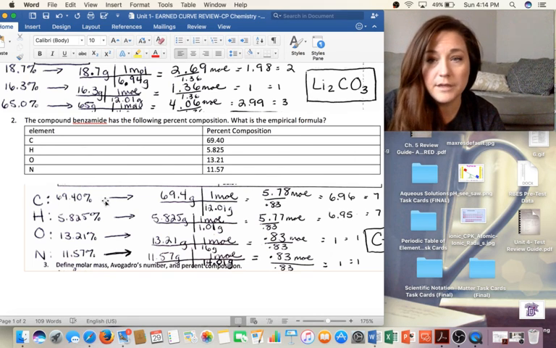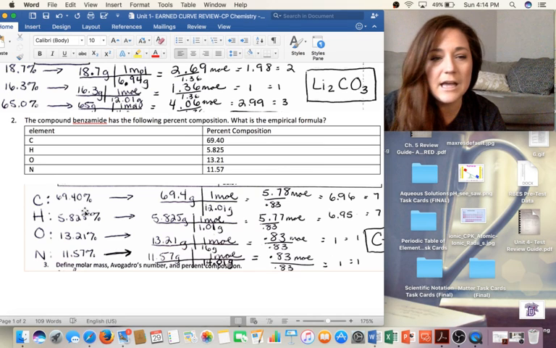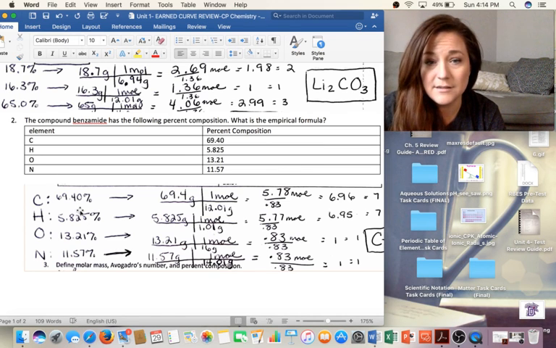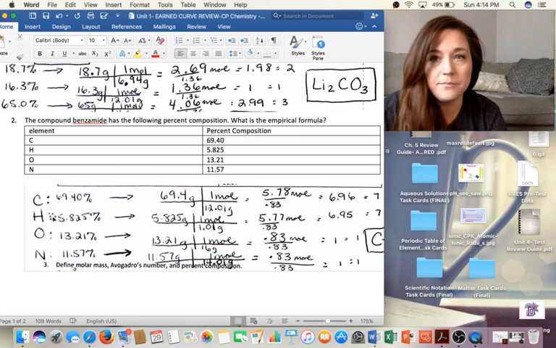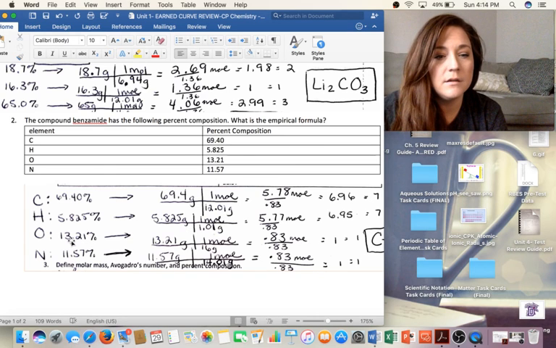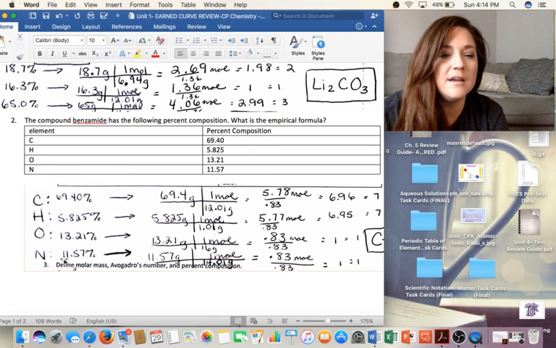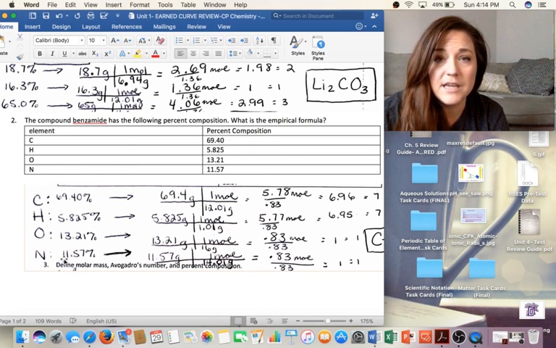So carbon, right here, is 69.4%. He becomes 69.4 grams, G. Hydrogen, 5.825% becomes 5.825 grams. Oxygen is 13.21%. He becomes 13.21 grams. Nitrogen is 11.57%. He becomes 11.57 grams.